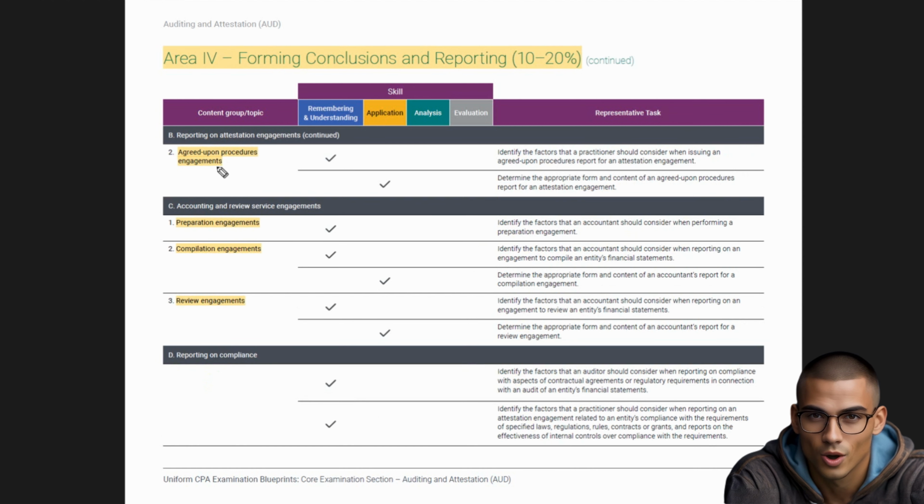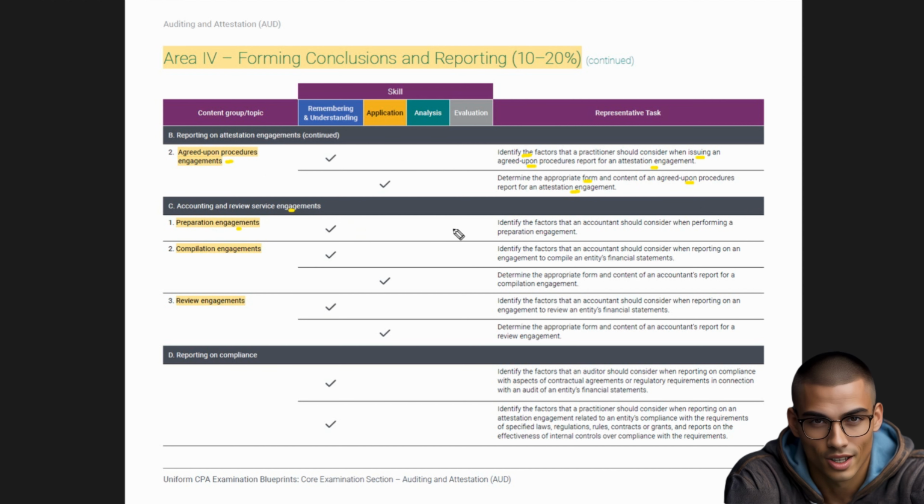Continuing on with Area 4, we have agreed upon procedure engagements, where you'll need to be able to identify the factors that a practitioner should consider when issuing an agreed upon procedures report for an attestation engagement. You'll need to be able to determine the appropriate form and content of an agreed upon procedure report for an attestation engagement. Moving on, we have accounting and review service engagements.